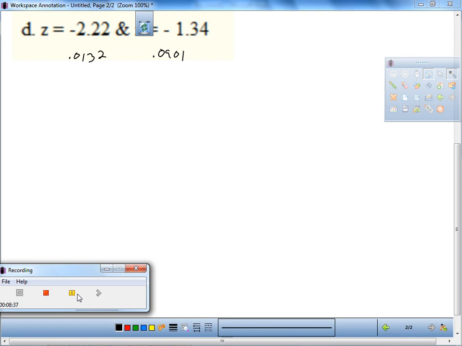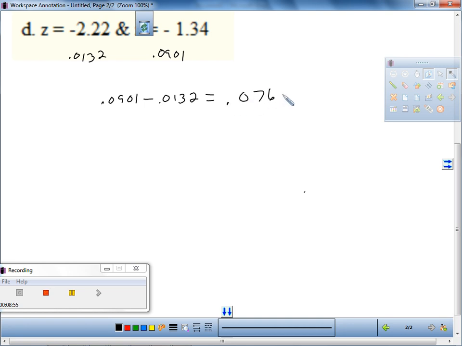Alright, these are our two tabled values. Again, you find them from the Z table. What we're going to end up doing is subtracting 0.0132 from 0.0901. Okay, and so when we do that, we end up with 0.0769, or 7.69%. Okay, so 7.69% of the data falls between negative 2.22 standard deviations, or z-score, and negative 1.34 standard deviations.